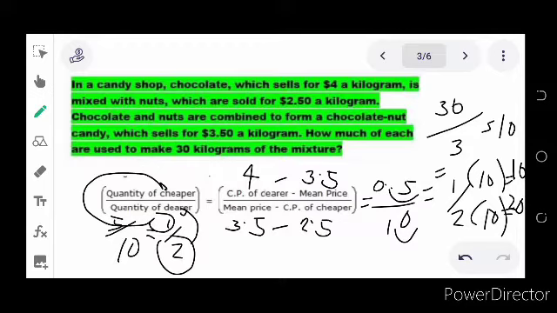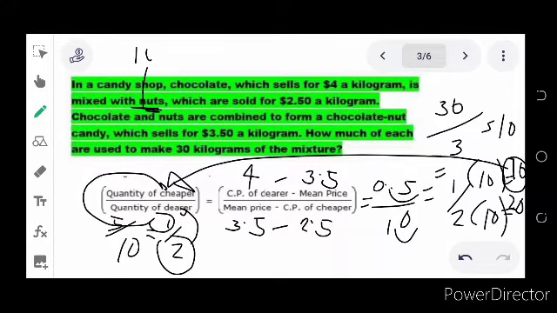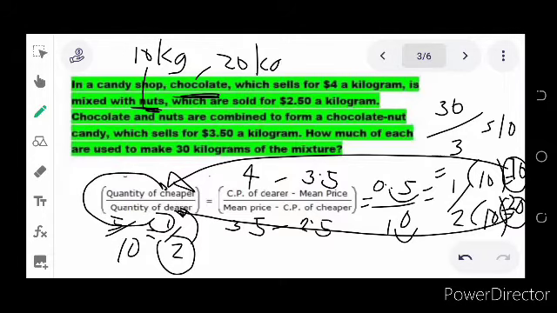So 10 kilograms for the cheaper. The cheaper is the nuts. So the nuts should be 10 kilograms. And then you have 20 for the dearer or the most expensive one, which is the chocolate. So therefore, this is 20 kilograms. So that's how you solve it using the alligation method.